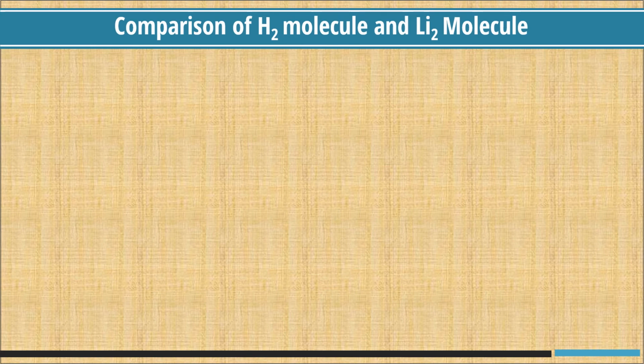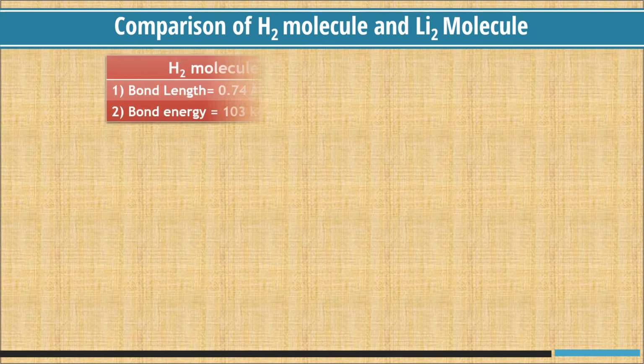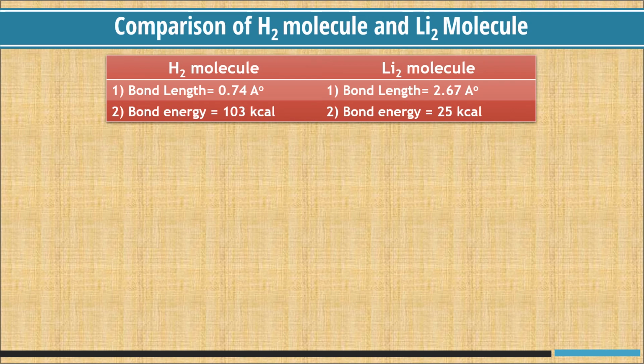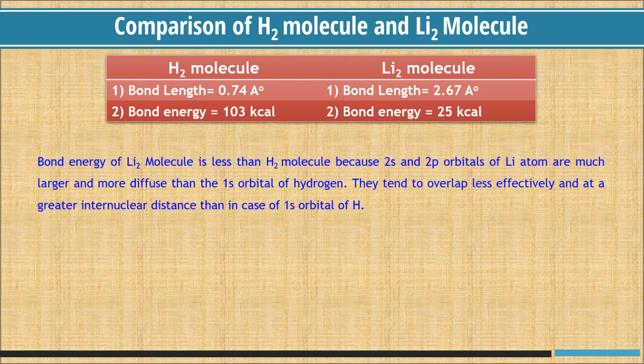Let us compare the H2 molecule and the Li2 molecule. The H2 molecule bond length is 0.74 angstrom. The Li2 molecule bond length is 2.67 angstrom. The bond energy of H2 is 103 kilocalories per mole and the bond energy in the Li2 molecule is 25 kilocalories per mole.